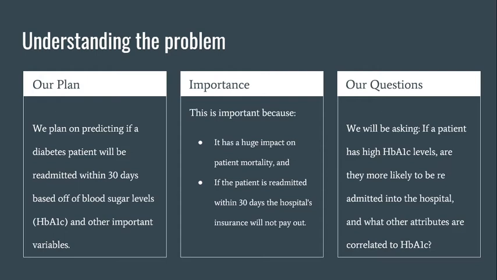And this has a huge impact on the patient's mortality rate, and not only that, it's also important because if a patient's readmitted within 30 days, the hospital's insurance will not pay out. And our plan is to basically predict if a patient with diabetes will be readmitted within 30 days based on their blood sugar levels and other important variables.